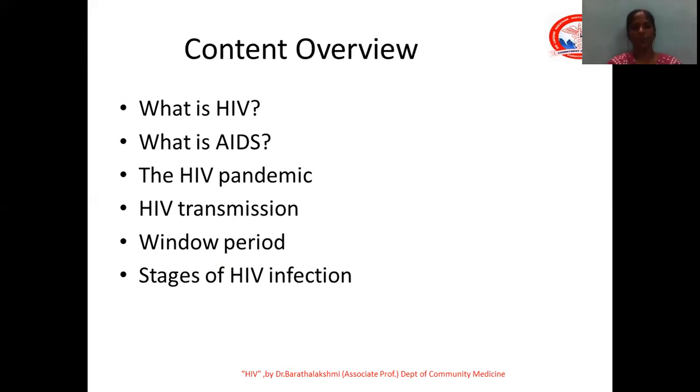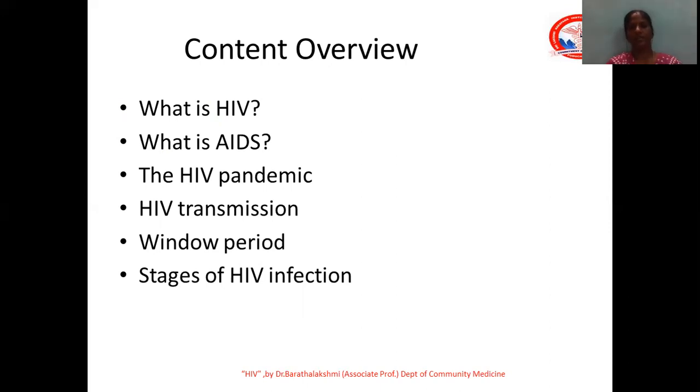Syndrome means it's a complex of manifestations. So it doesn't affect a particular system. It can affect one or many systems at a time, and it can have one or many signs and symptoms clustered together in an individual. Hence, it is called syndrome, acquired immunodeficiency syndrome.